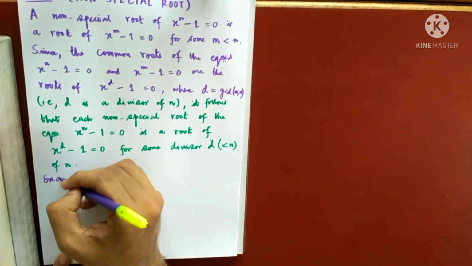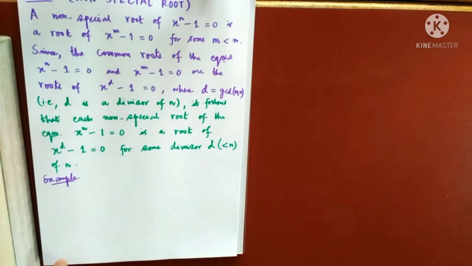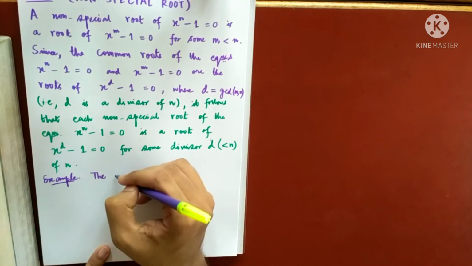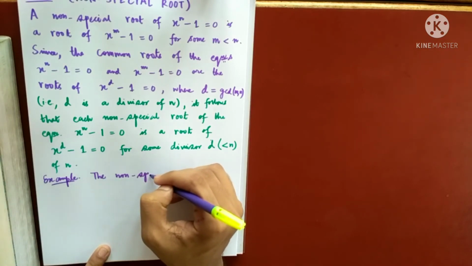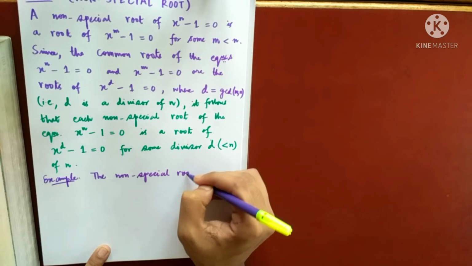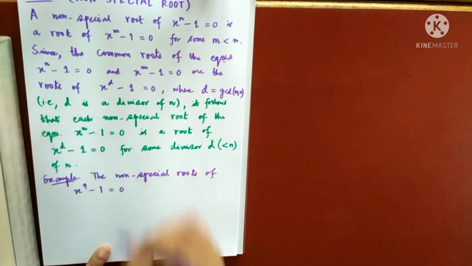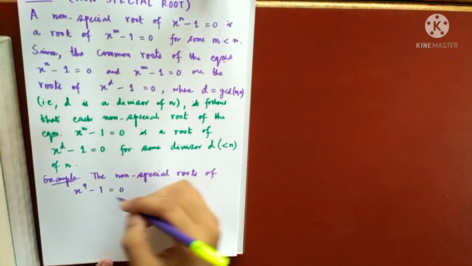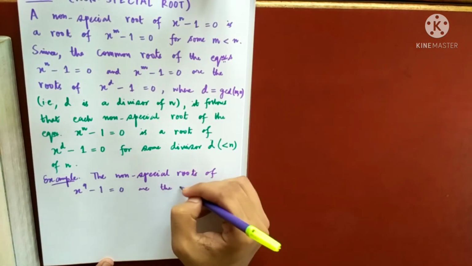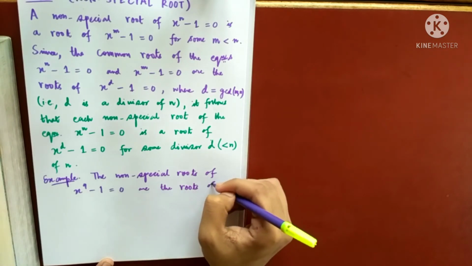For example, if I ask you, tell me the non-special roots of x to the power 9 minus 1 equals to 0. Now, what we will say, the non-special roots are given by the equations x to the power 1 minus 1 equals to 0, and then, so let me write it down. The non-special roots of this are the roots of, so what will you write?